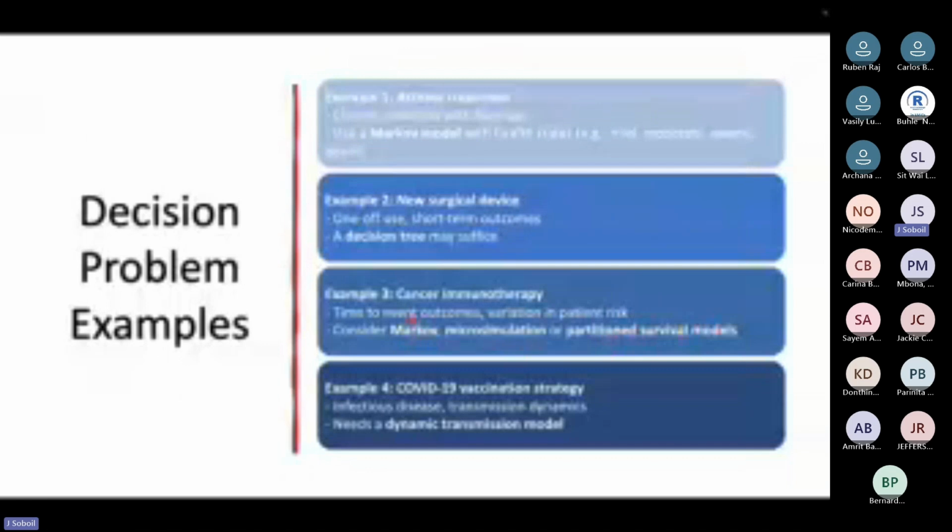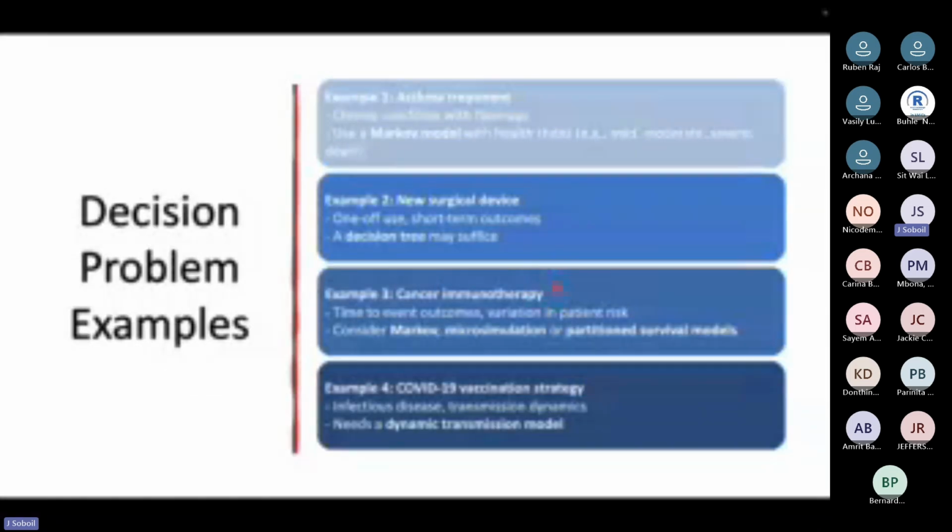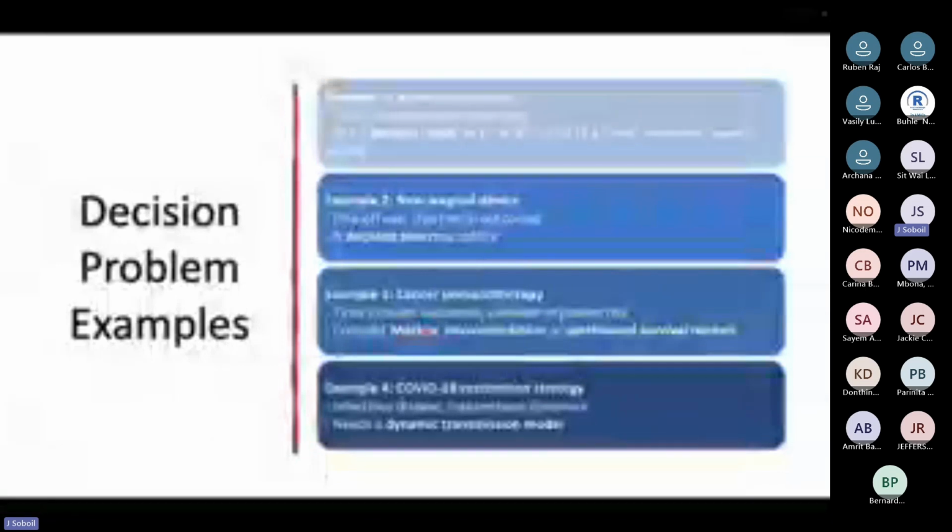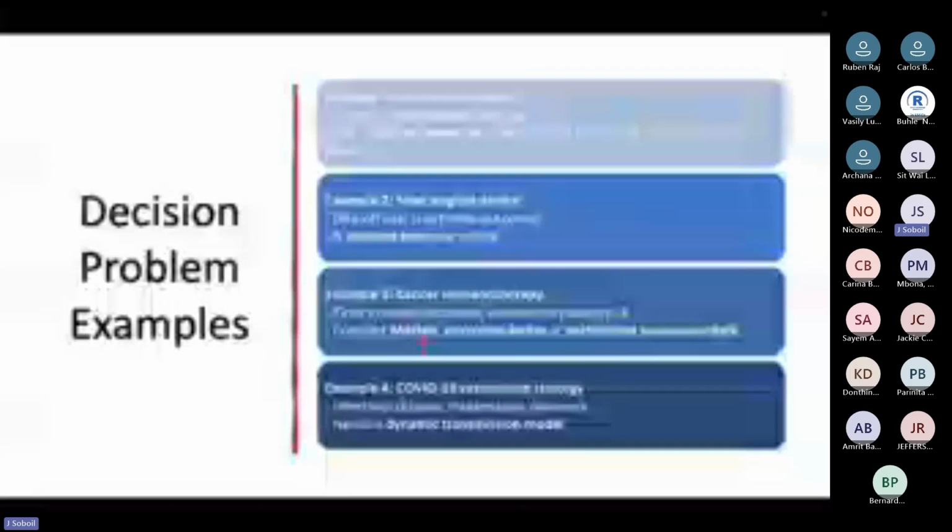But you can also, for example, if there's immature survival data, it's actually a good idea to use a Markov model so that you have an explicit progression-free survival health state and then an overall survival health state. And you can actually just make your overall survival a Markov transition between health states. And that really helps with reducing uncertainty in immature OS data.